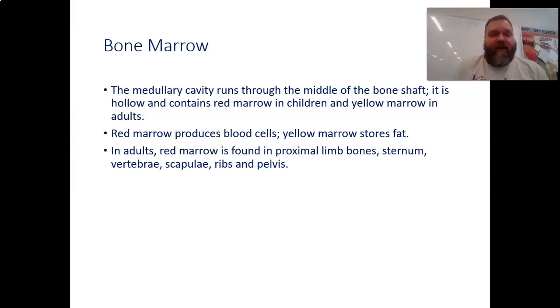Inside the marrow, the medullary cavity runs through the middle of the bone shaft. It's hollow, and contains red marrow in children and yellow marrow in adults. Red marrow produces red blood cells. Yellow marrow stores fat. In adults, red marrow is found in proximal limb bones like the sternum, the vertebrae, scapula, ribs, and pelvis. Main areas there.